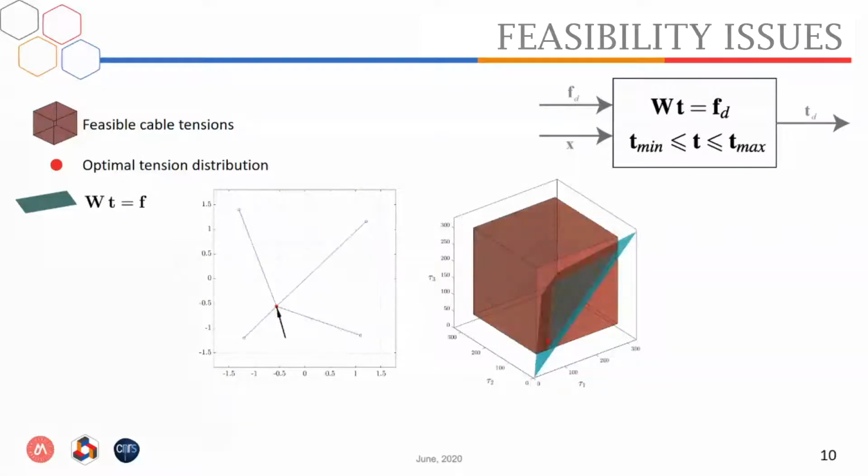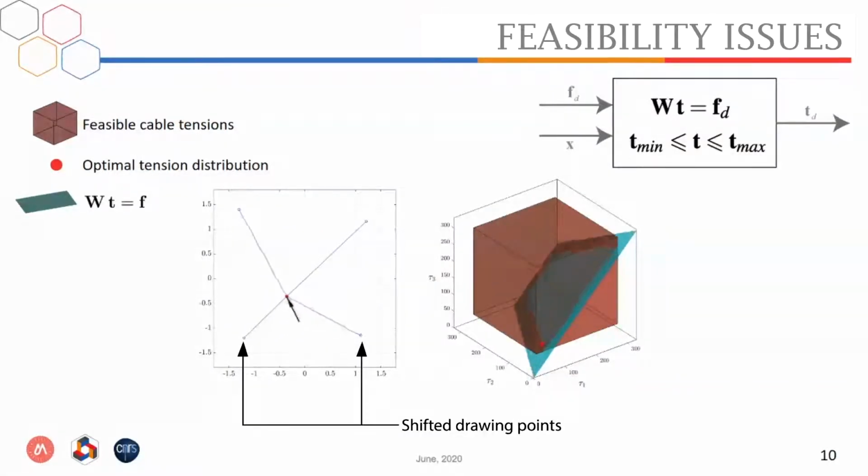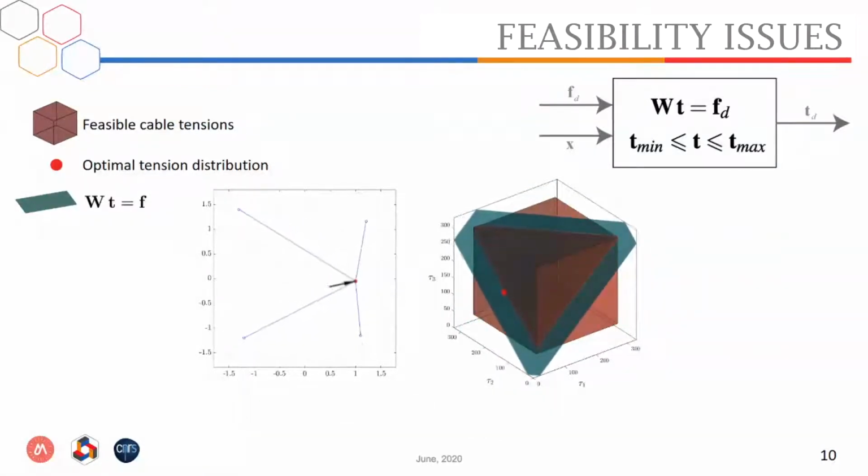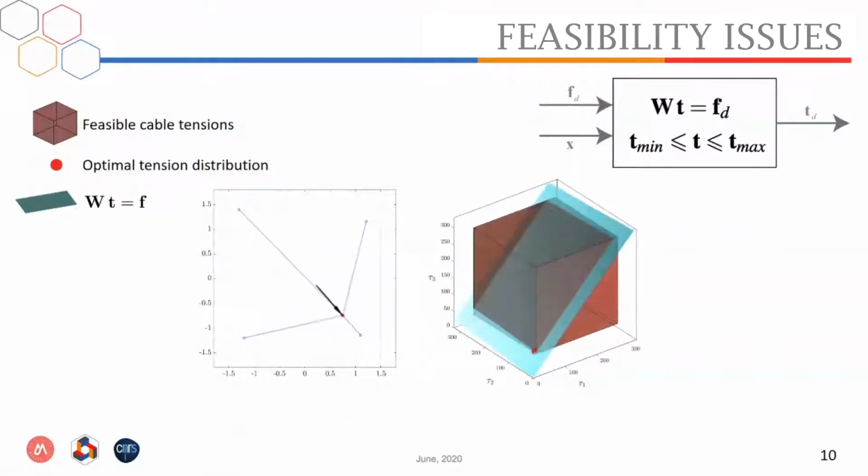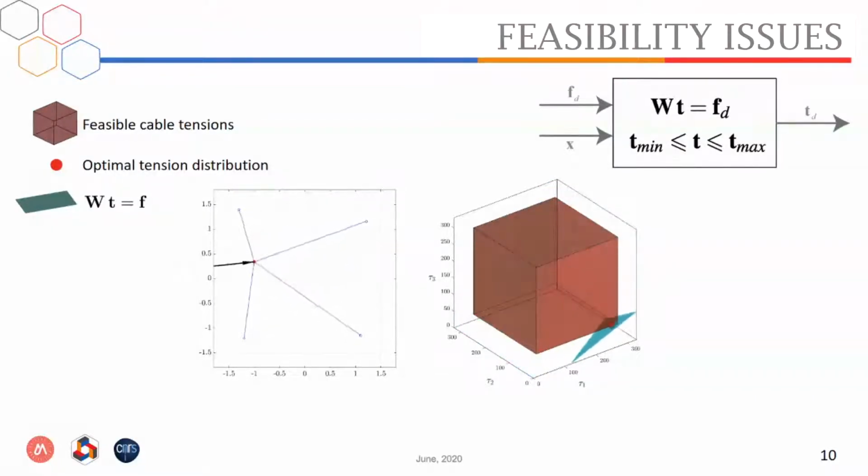Nevertheless, if for some reason, during the construction of the CDPR, the drawing points are not positioned where they should be, as illustrated here, and the presence of disturbances is too large, the desired wrench defined by the main controller may be unfeasible.